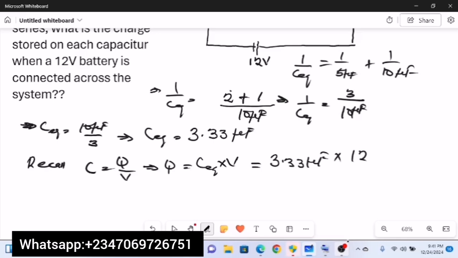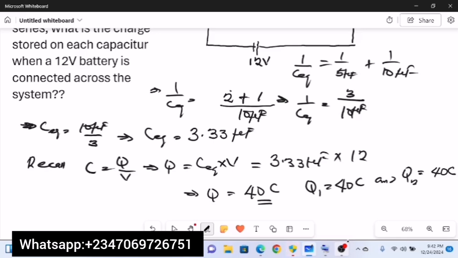So this simply means that the charge across that circuit, or across the two capacitors, is now equal to 3.33 multiplied by 12, which is approximately 40 coulombs. So the charge there is simply 40 coulombs. Now, since capacitors in series have the same charge, this means that the charge across the first capacitor, Q1, is equal to 40 coulombs, and Q2 is also equal to 40 coulombs.